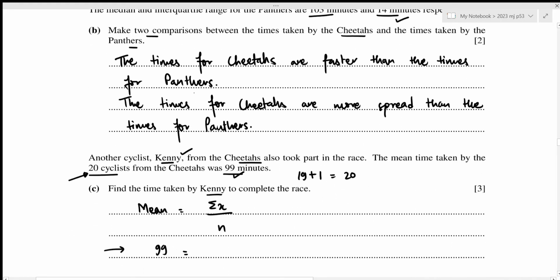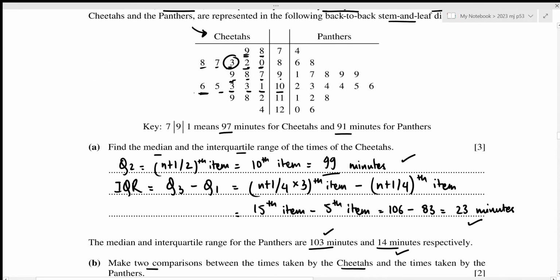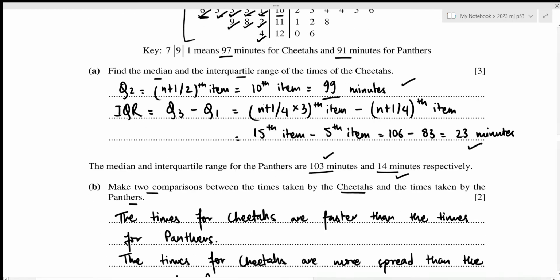And I think we're looking for Kenny in this case as well. So let's figure out the sum of all these 19 observations. That will be 78 plus 79 plus 80 plus 82 plus 83 plus 87 plus 88 plus 97 plus 98 plus 99 plus 101 plus 103 plus 103 plus 105 plus 106 plus 112 plus 118 plus 119 plus 124. And that gives the sum of the time taken by these 19 cyclists to have the value of 1862.